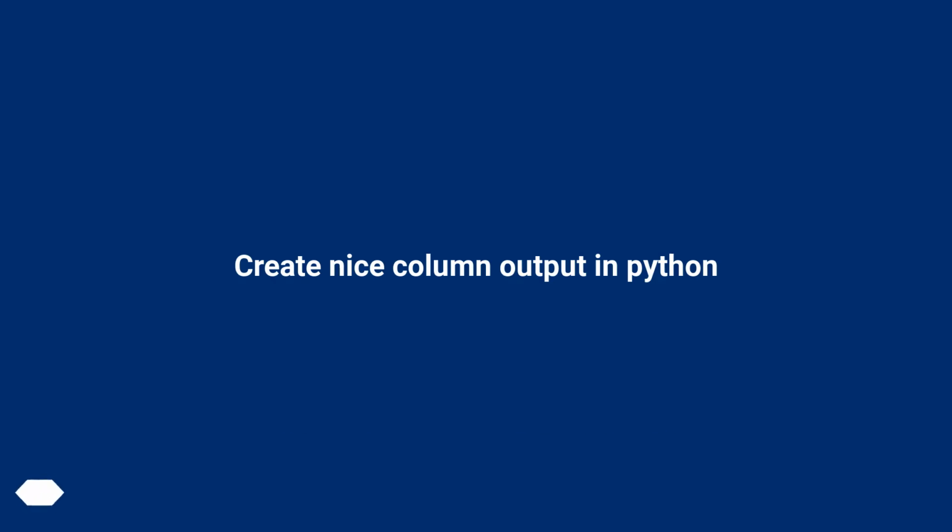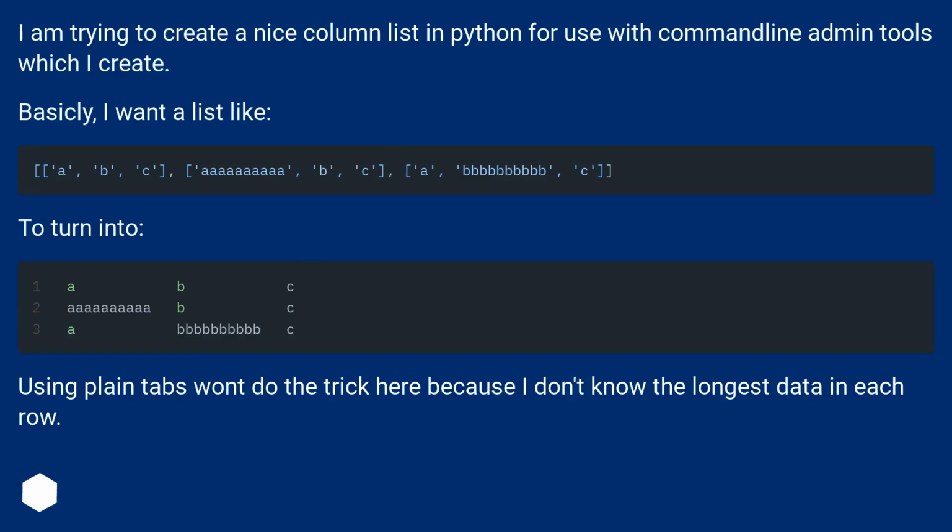Create nice column output in Python. I am trying to create a nice column list in Python for use with command line admin tools which I create. Basically, I want a list like to turn into.